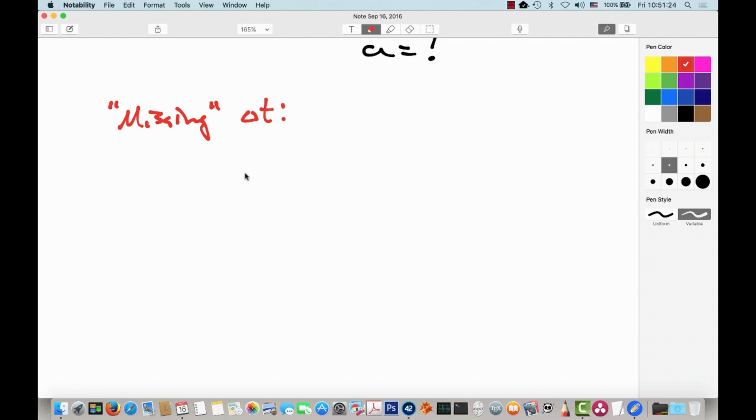So the missing delta t equation, remember, is Vx final squared equals Vx initial squared plus 2a sub x delta x. So yeah, I should say a sub x there. All right, so I've identified my tool.